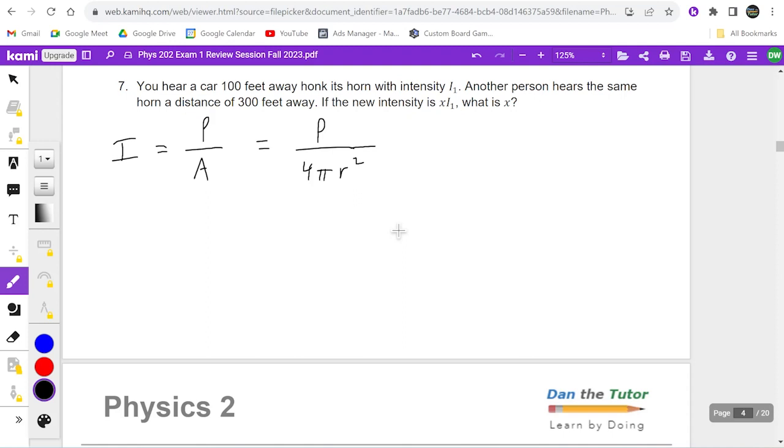So one thing you're going to notice is that I have no idea what the power is. I don't have it in any equation, and the truth is it doesn't matter, so I don't even care. Here's how I'm going to solve this. The first thing I'm going to do is find I1. And I1 is the power P, which I don't know, nor do I care, divided by 4 pi, and the radius is 100 feet, so 100 squared.